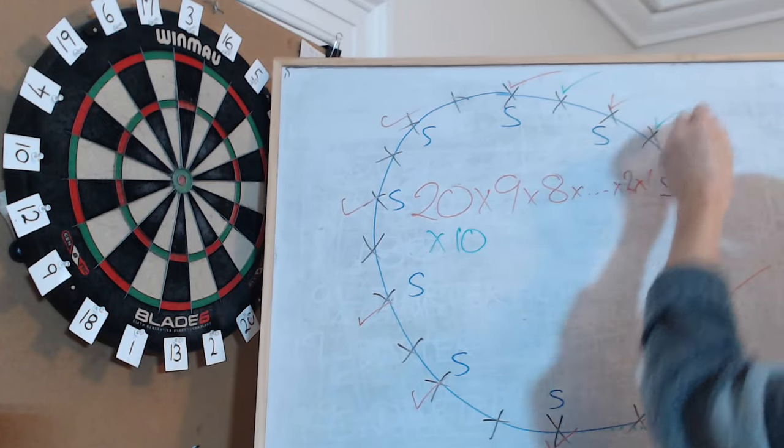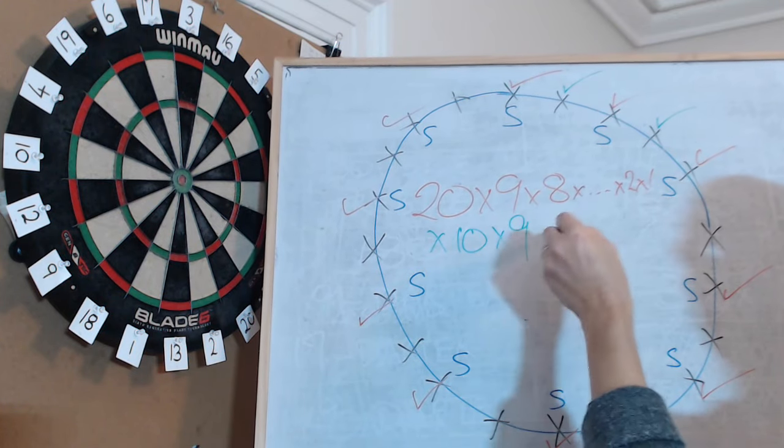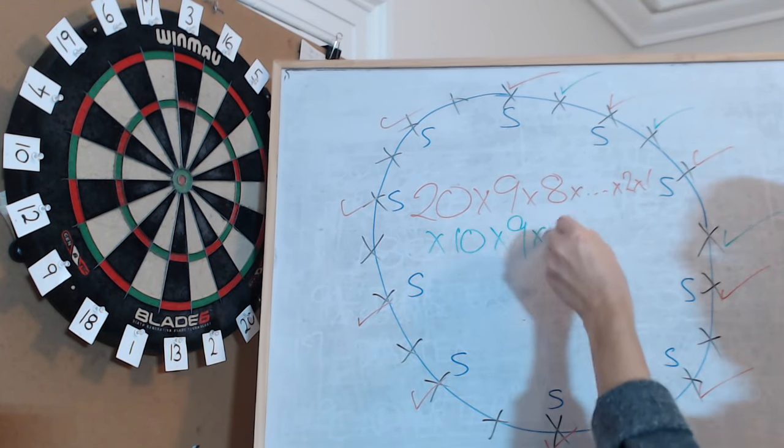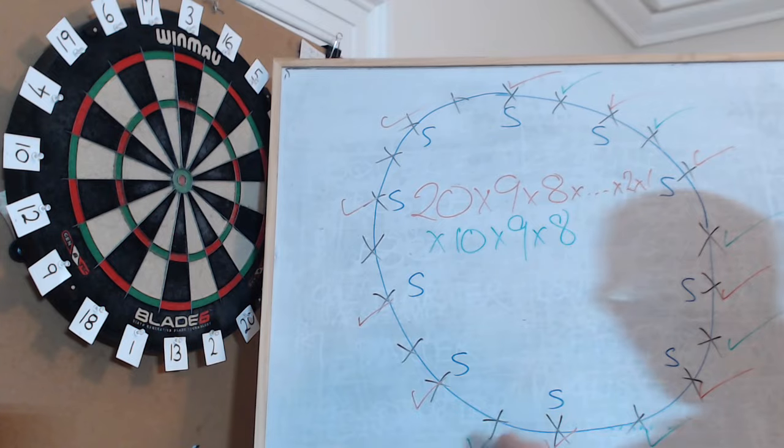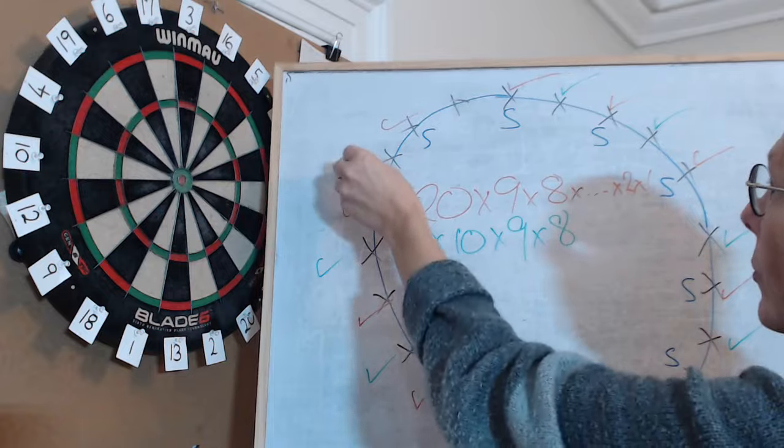There's 9 that can go there. And then there's 8 that can go there. And it's just the same. 7 that can go there, 6 can go there, 5 can go there, 4, 3, 2, and 1.